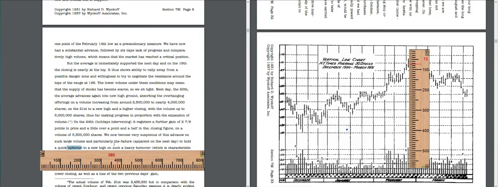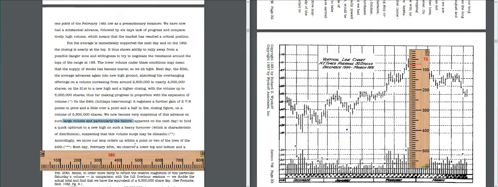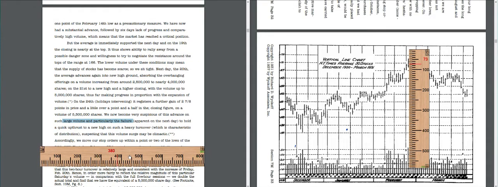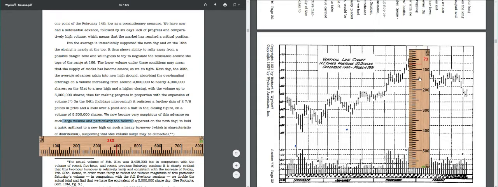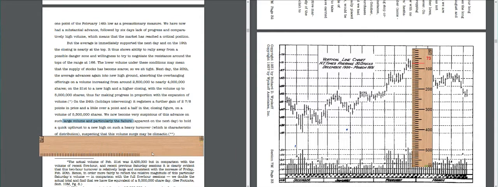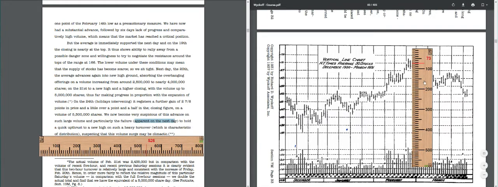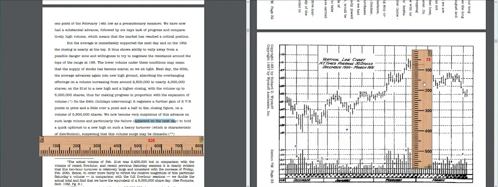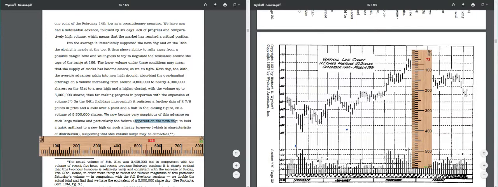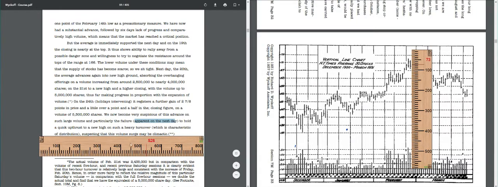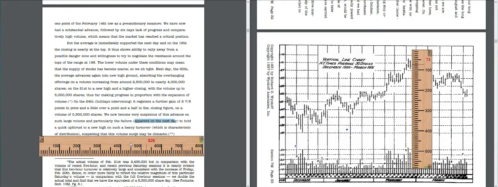Over here it says that we become suspicious. Why do we become suspicious of this advance? Because you have exceptionally large volume and it is unable to do what? To hold. Because right there is no follow through. Alright? It is apparent that on the next day, right after the high volume bar, right after what happens? It is unable to hold.